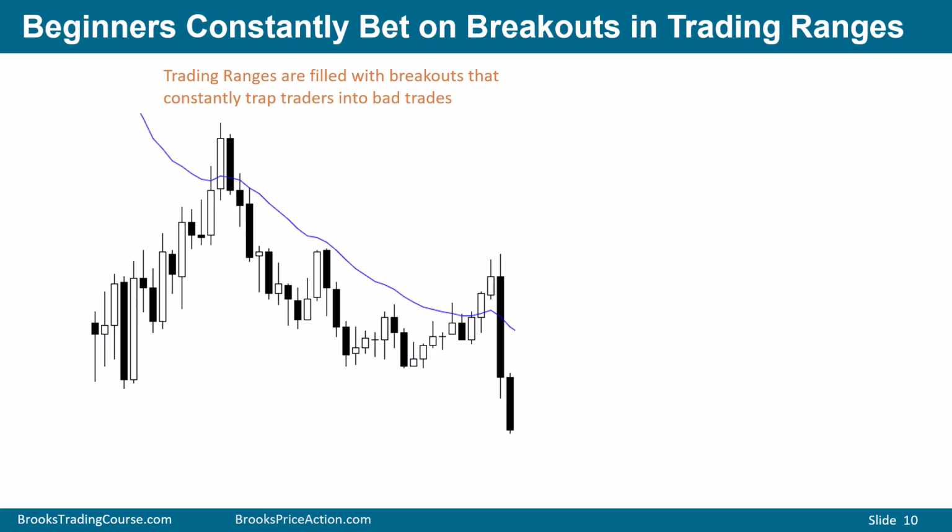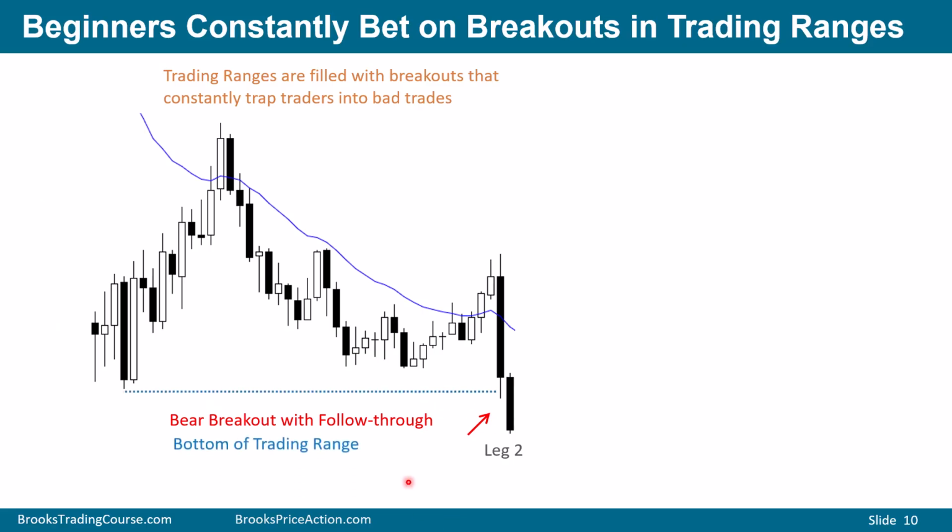Here's another example. Beginners constantly bet on breakouts of trading ranges. Trading ranges are filled with breakouts that constantly trap traders. Here's a bear breakout below all the bars to the left. However, what traders fail to realize is this right here. We have a sell-off, pullback, second leg. And you can see what happened.